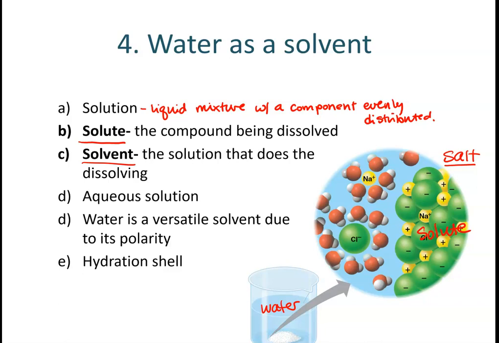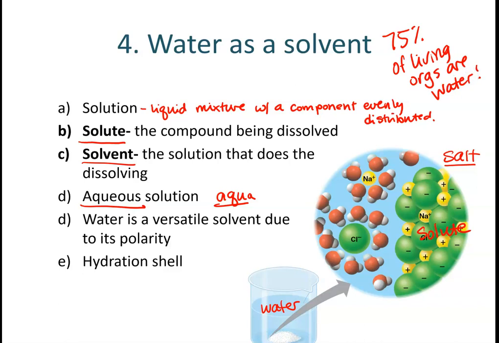Now we are particularly interested in water solutions where water is doing the dissolving, and we call those aqueous solutions. So if you think about the word aqua, it means water. So a solution where water is doing the dissolving. We are worried about water as a solvent because 75% of living organisms are water. And 2/3 of our planet are water. So there's a lot of water running around. Water fills up our cells. It's the main component in our blood. It's really, really important in regulating our bodies.